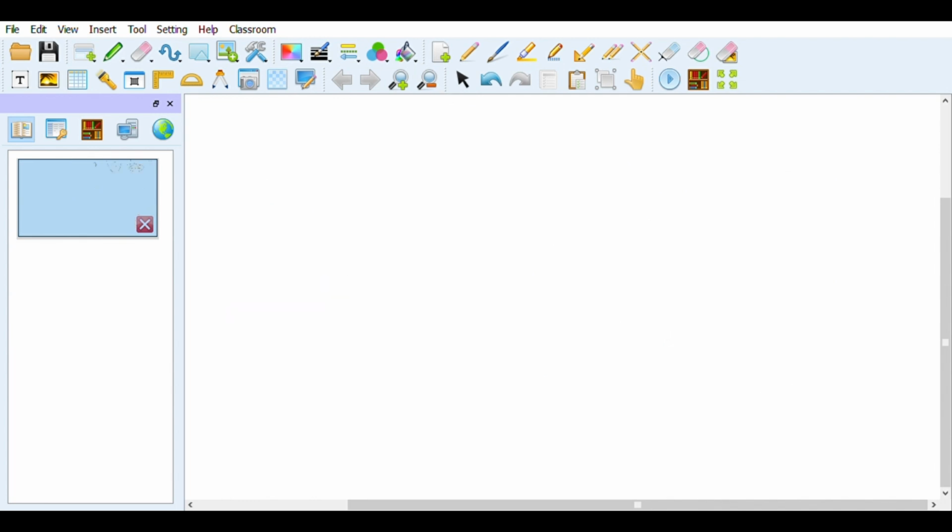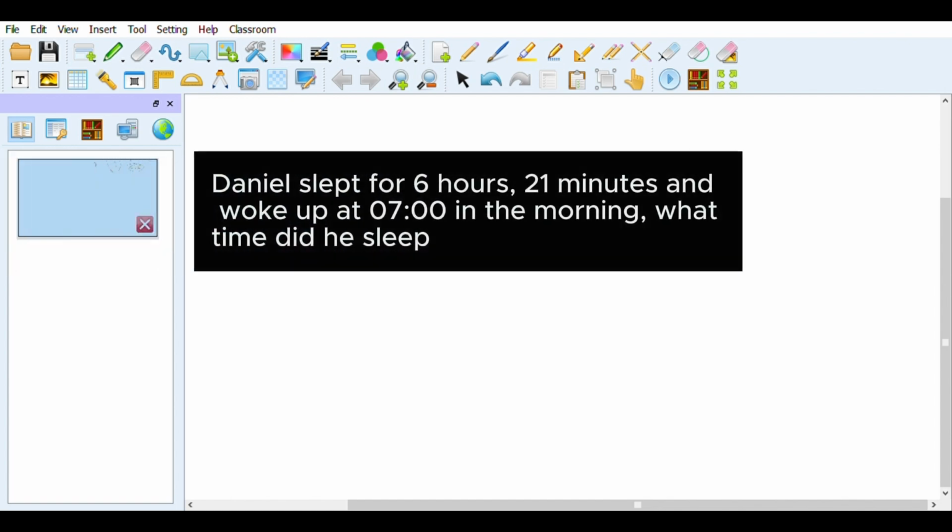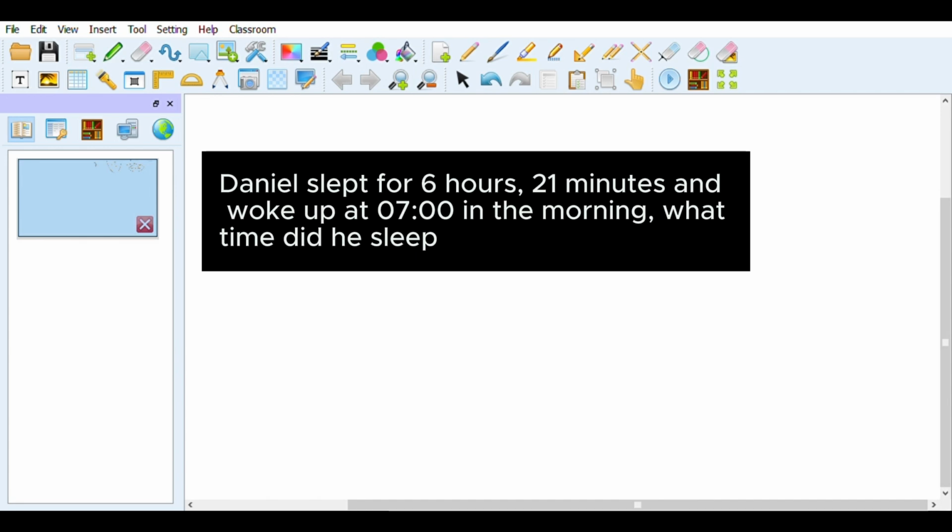Daniel slept for 6 hours, 21 minutes and woke up at 7 o'clock. Daniel slept for 6 hours and 24 minutes and woke up at 7 o'clock in the morning. What time did he sleep? What time did he sleep?